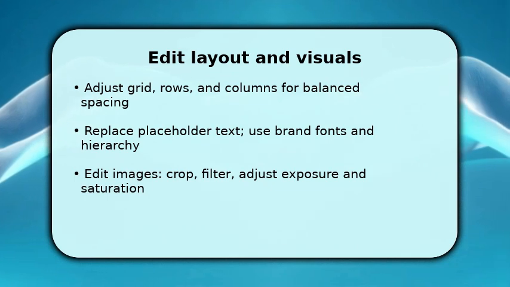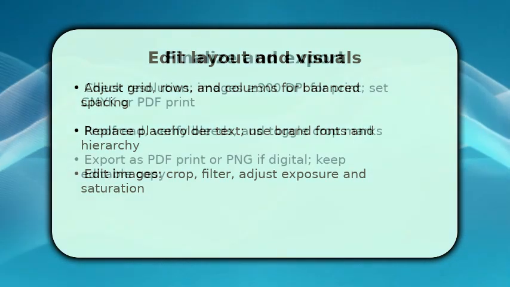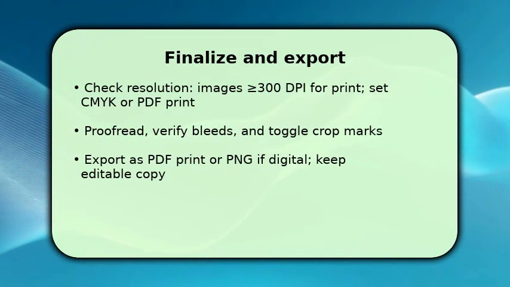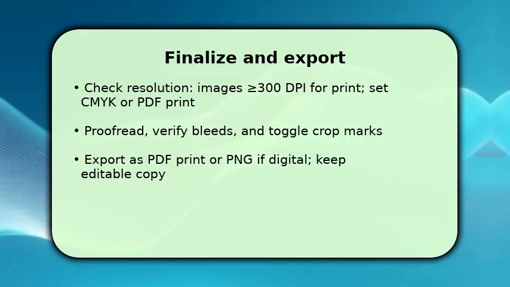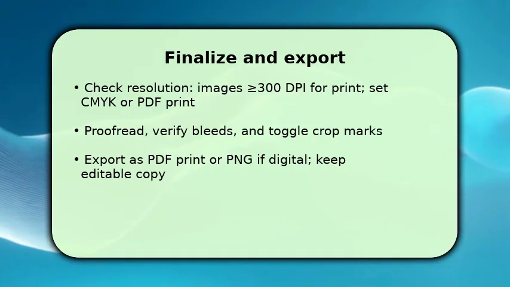You finish by proofreading and verifying alignment within safe zones, then set the file for print with 300 DPI images and bleed enabled. Once satisfied, export a PDF print with crop marks. For digital distribution, export PNG or high-quality JPG. Make sure to also save an editable Canva copy in case you need last-minute edits.